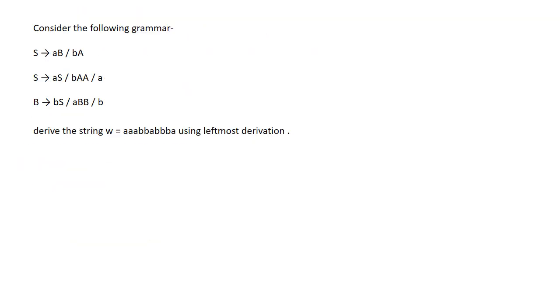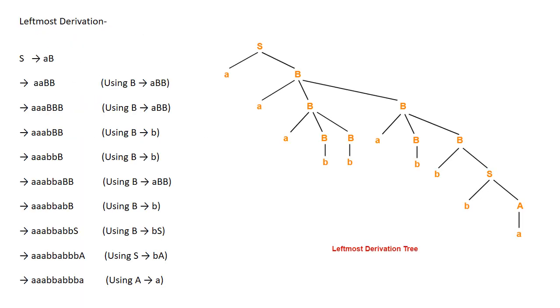So this is another example where we have to derive the given string using leftmost derivation, and these are the different steps used for deriving the given string. All of you can see in every step we are expanding the leftmost symbol in the current rule, and as we go on scanning the string from left to right, we are expanding the leftmost variable first. So this is how we are deriving the given string with the help of leftmost derivation.